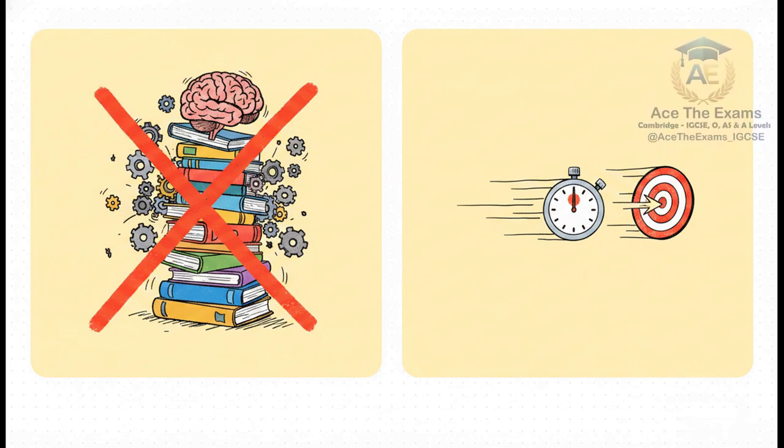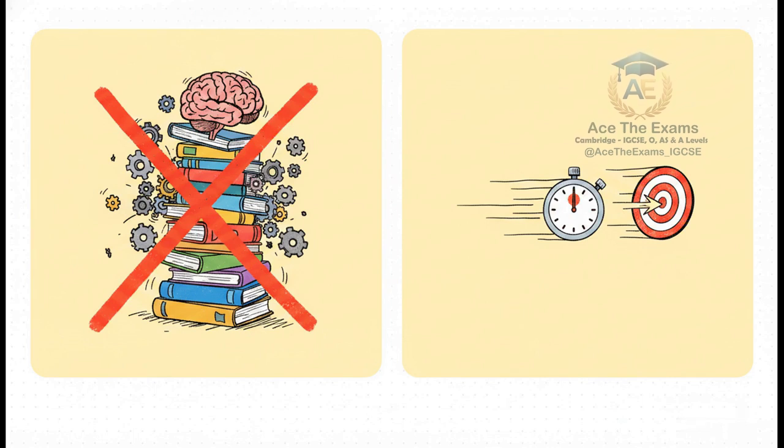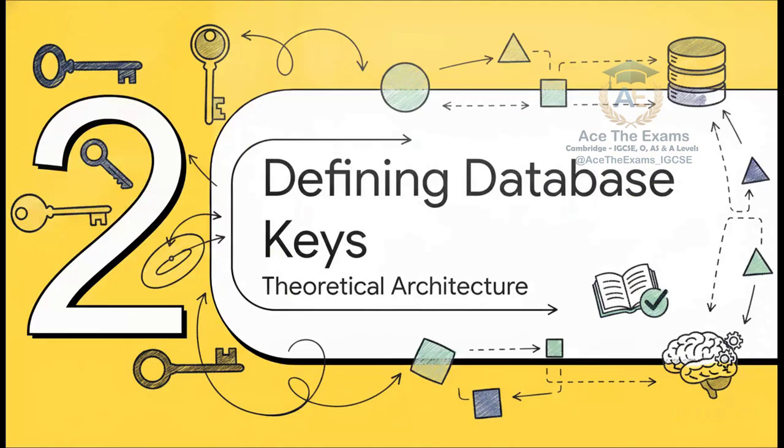Let me be clear, you do not want to be Alex, and you definitely don't want to be Sam. You want to be the student who structures their reasoning perfectly using a framework like PEAL: point, evidence, explanation, link. We'll get into that in a minute, but first, we need our building blocks. Section 2. Defining database keys. Time to lock down the theoretical architecture.